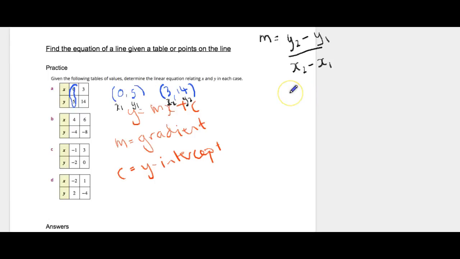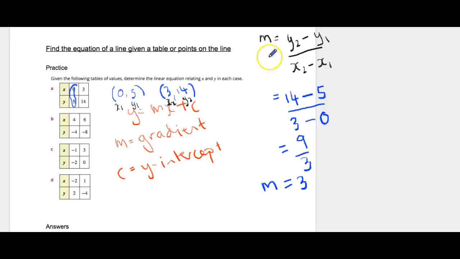Okay, so y2 is 14, so I'm going to write just equals 14. y1 I wrote is 5 over x2, which is 3, minus x1, which is 0. So 14 minus 5 is 9, 3 minus 0 is 3, so 9 divided by 3 is 3. So it means the gradient is 3.